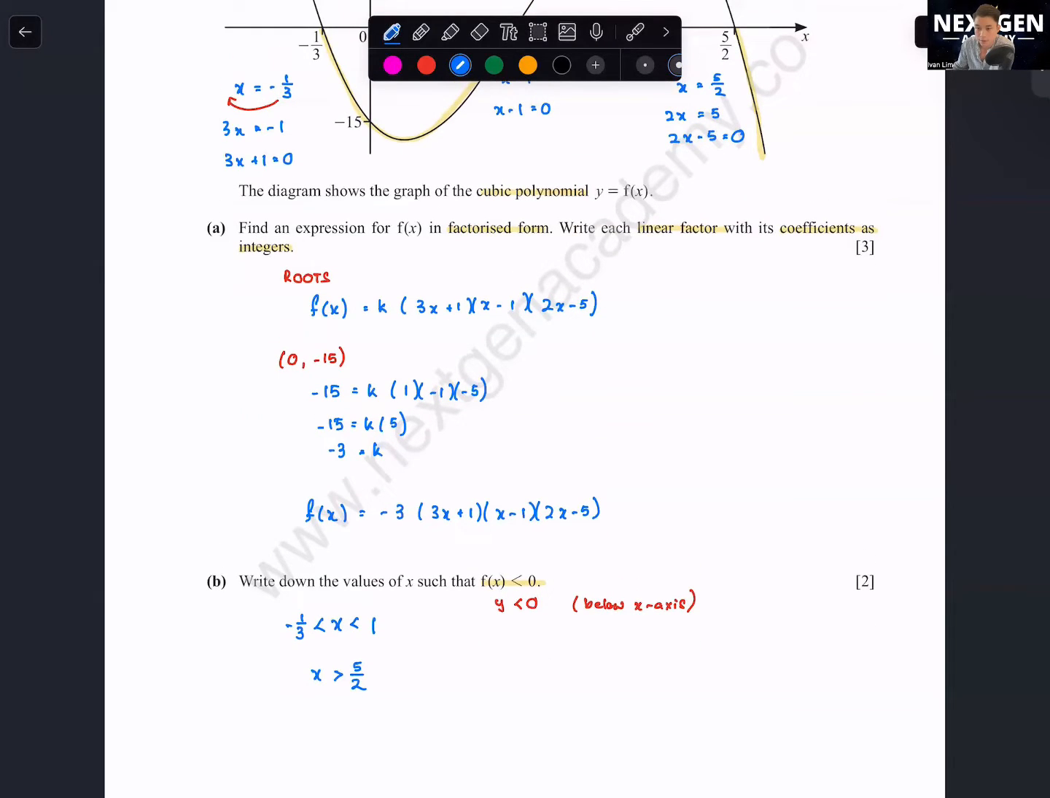Yes, Martin. Sir, I knew the graph was negative, so I included the negative outside the bracket. So I got k equals 3, but my answer is still -3(3x + 1)(x - 1)(2x - 5). So your k is 3 or -3? My k is 3, but my final answer looks like your final answer. How did you get your k is 3? Because I already knew the graph is negative, so I took the negative out and then divided it, so I got k equals 3.